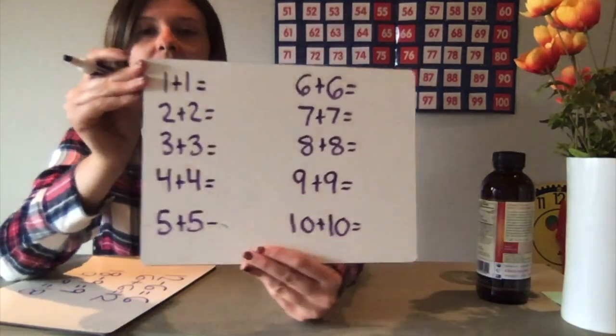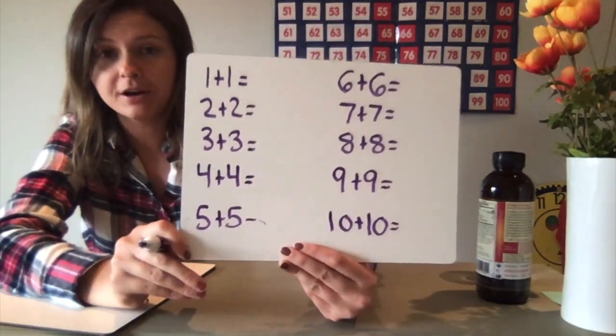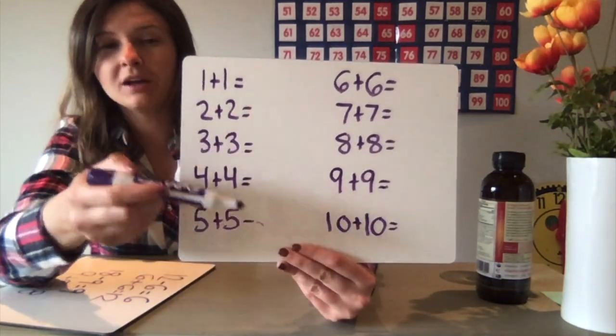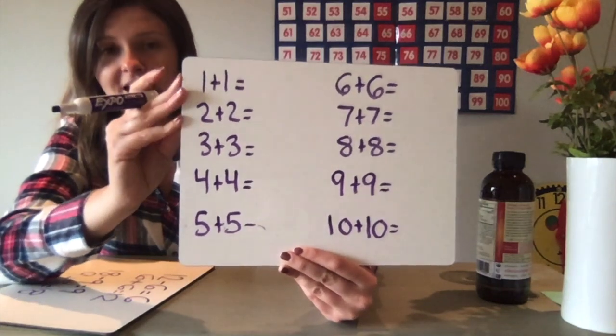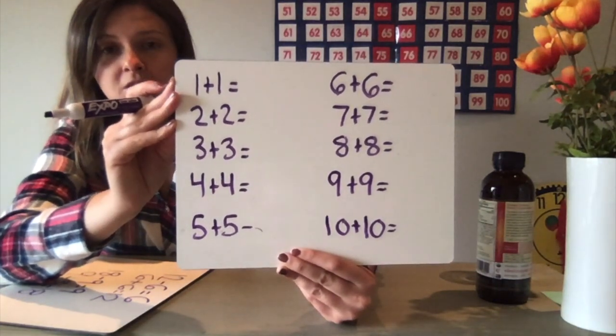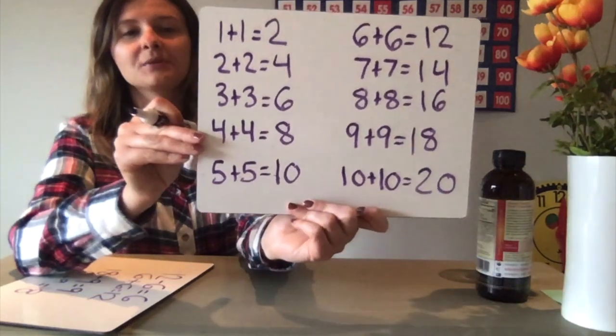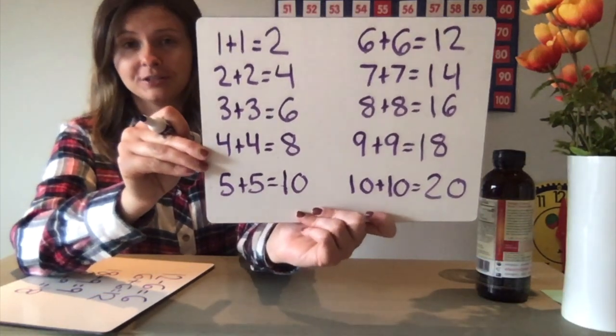I want you either out loud or on a piece of paper to do your doubles facts from 1 plus 1 all the way to 10 plus 10. So pause to do this and then press play when you're ready to see the answer. So here are the answers.